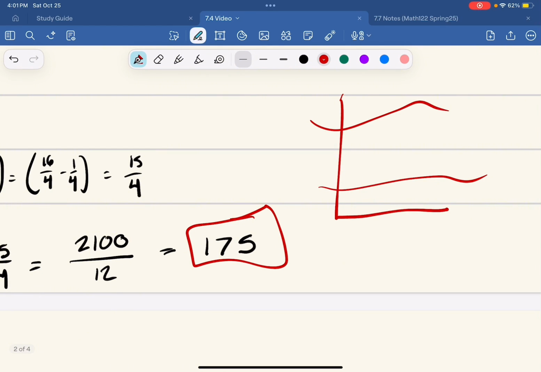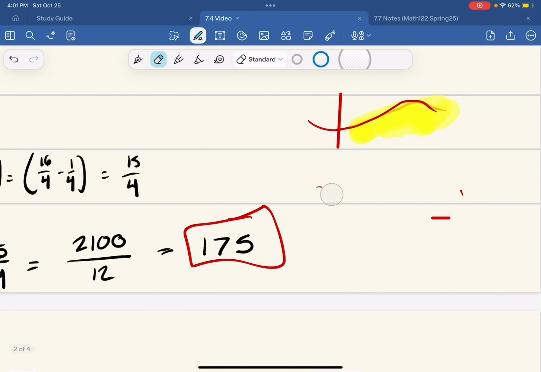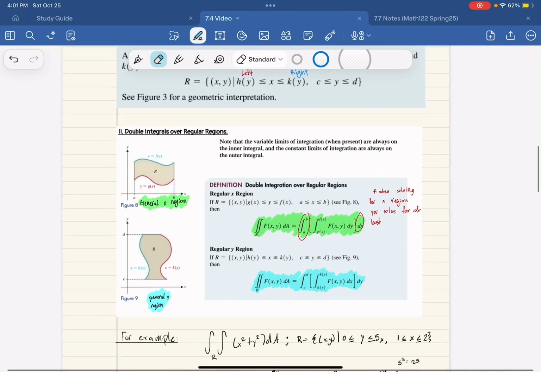So integrals are essentially like the area in between two functions. We're just looking for that space. I'm going to highlight it. We're just looking for the space right here. And in this case, these lines are not accurate, by the way. I'm just drawing willy-nilly. Like if this is what the two functions look like, and this would be 175 feet, etc. And that's how you set up and solve for double integrals over a general region.